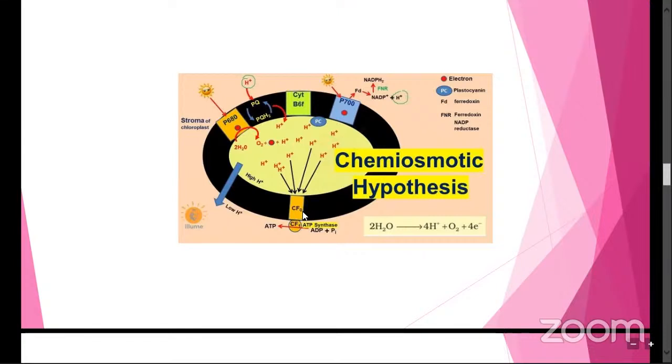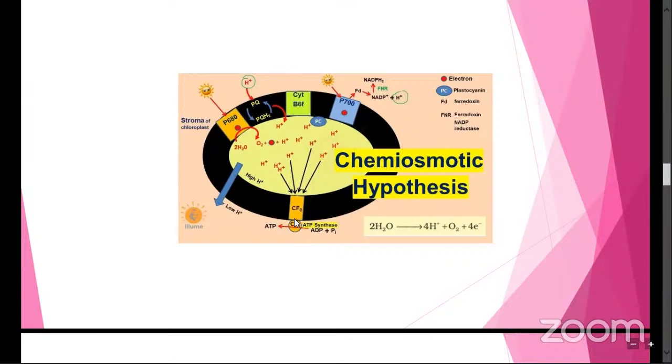Here, the F0 particles are called integral embedded protein particles. These F0 particles are embedded in the membranes of the thylakoid. It is shown in the diagram. See, F0 is in between the outer and inner membranes of the thylakoid. That's why it is called an integral embedded protein particle, which is called F0.